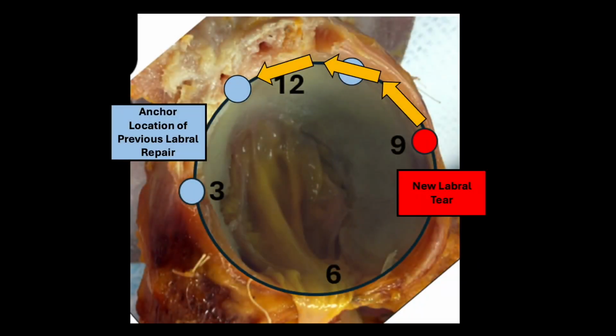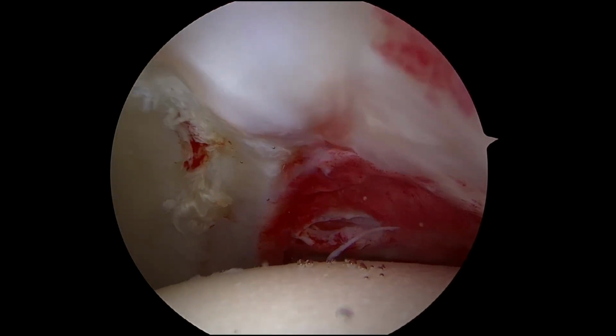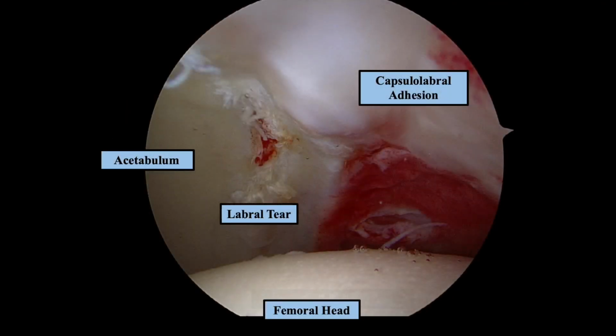Dissection of the capsulolabral interval was continued from the 9 o'clock to 1 o'clock position until complete reestablishment of the interval was achieved. Next, our attention was turned to the 1 o'clock position where a capsulolabral adhesion had formed at the site of the patient's previous labral tear repair.